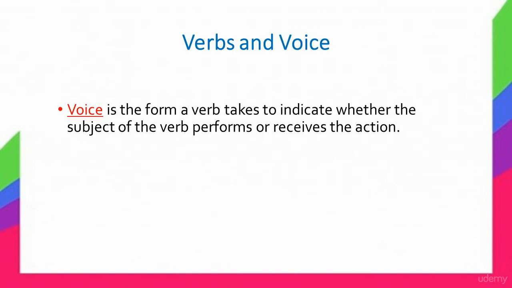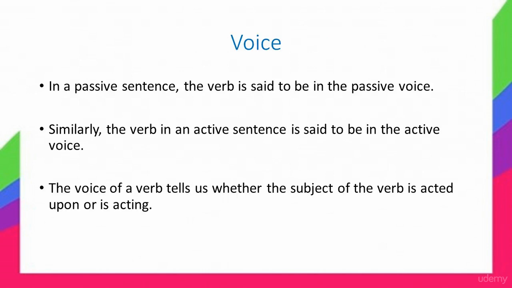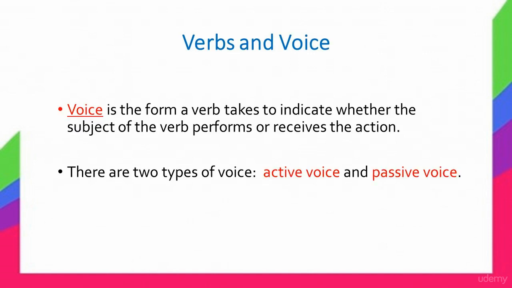Let's start with the voice. The voice is the term used to describe whether a verb is active or passive. In a passive sentence, the verb is said to be in the passive voice. Similarly, the verb in an active sentence is said to be in the active voice. The voice of a verb tells us whether the subject of a verb is acted upon or is acting. So, there are two types of voice, active voice and passive voice. Note, sentences written in the active voice are easier to understand than sentences written in the passive voice.